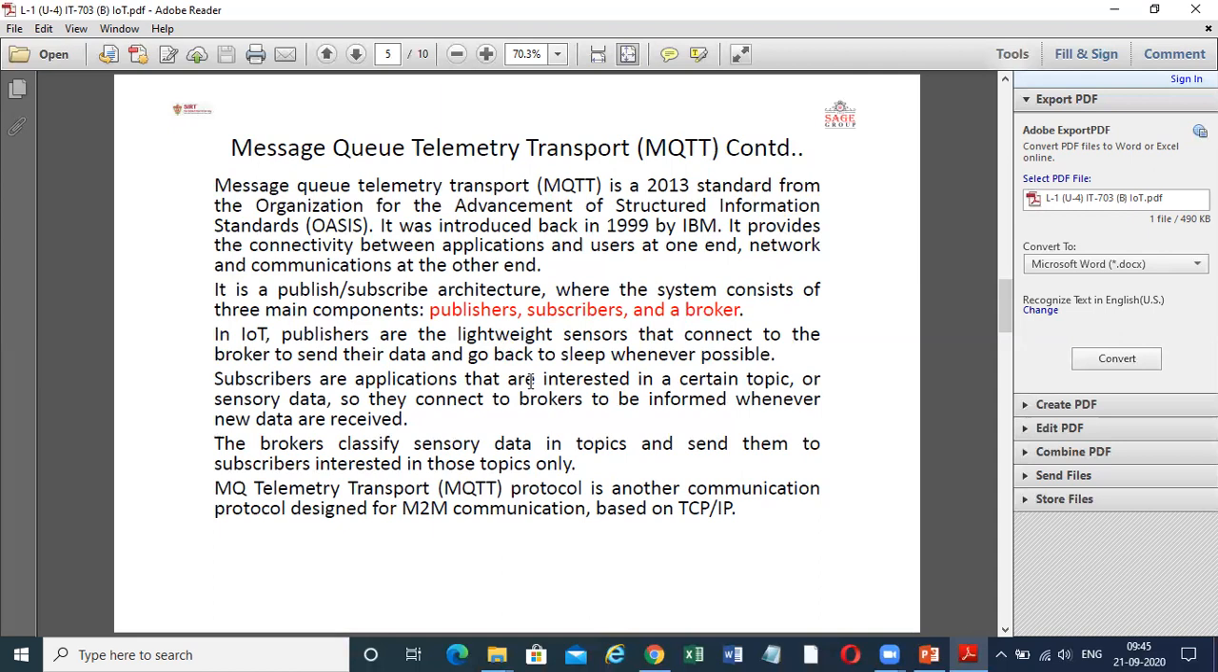MQTT, that is the MQ Telemetry Transport protocol, is another communication protocol designed for end-to-end communication based on TCP/IP. M2M means machine to machine. TCP is the Transmission Control Protocol, and IP is the Internet Protocol.